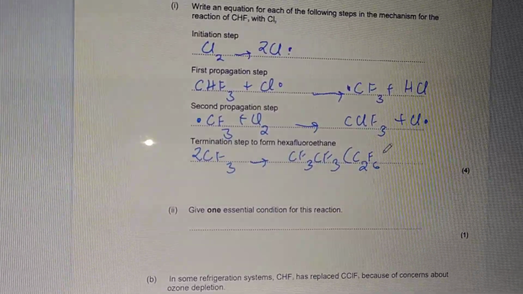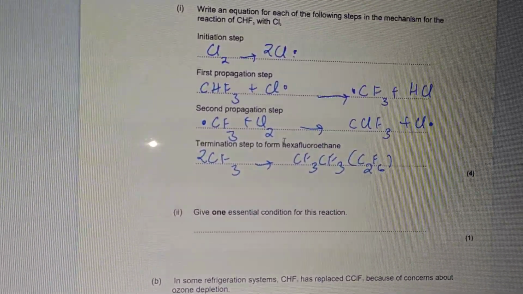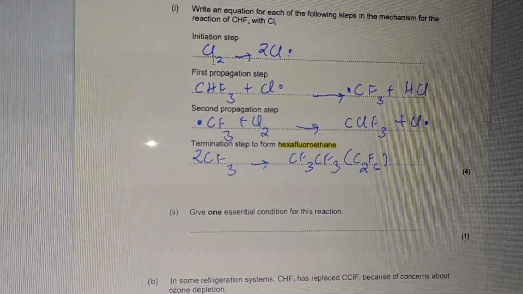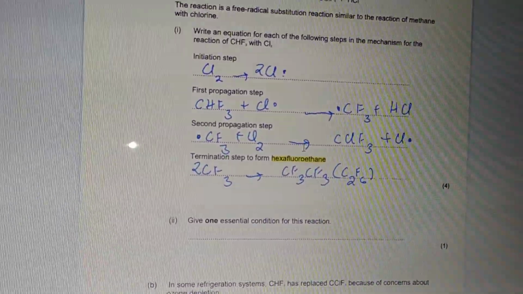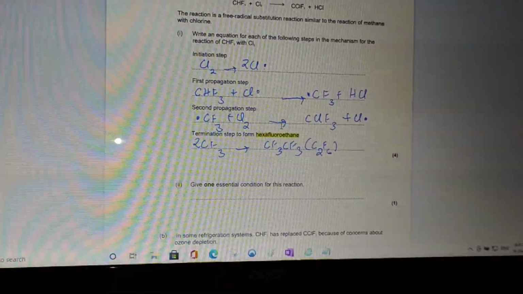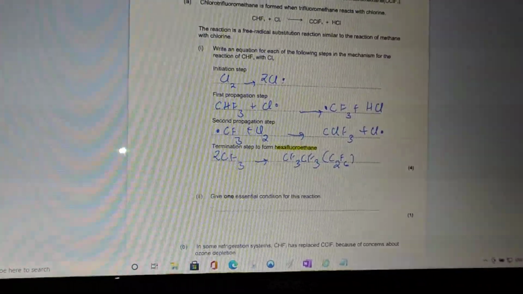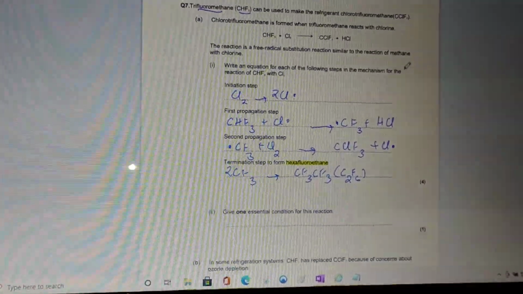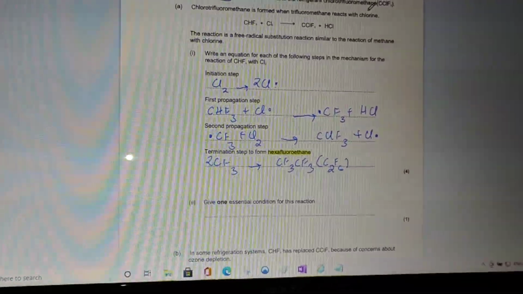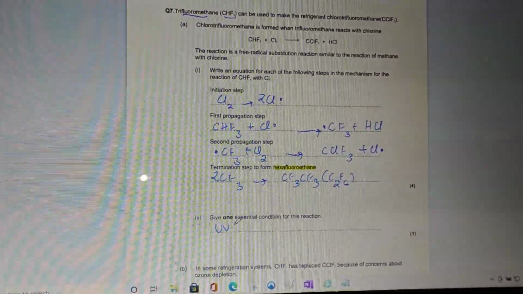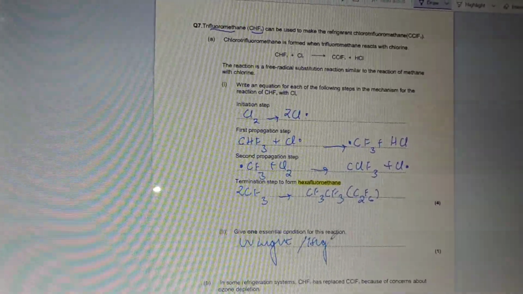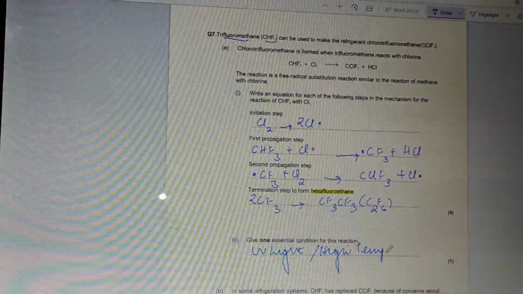Now, where they've used the word hexafluoro, this can confuse people. Hexa, you'll think, hang on, it's 6. But then if you read the ethane, they mean that actually it's just 6 fluorine atoms. Give one essential condition for this reaction. Think. What's the essential condition? UV light. Again, the condition, high temperature, if you give the temperature.